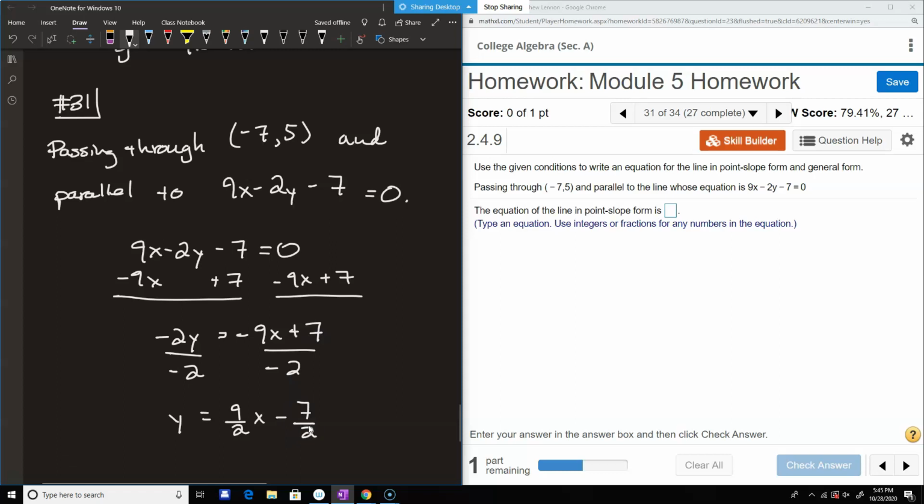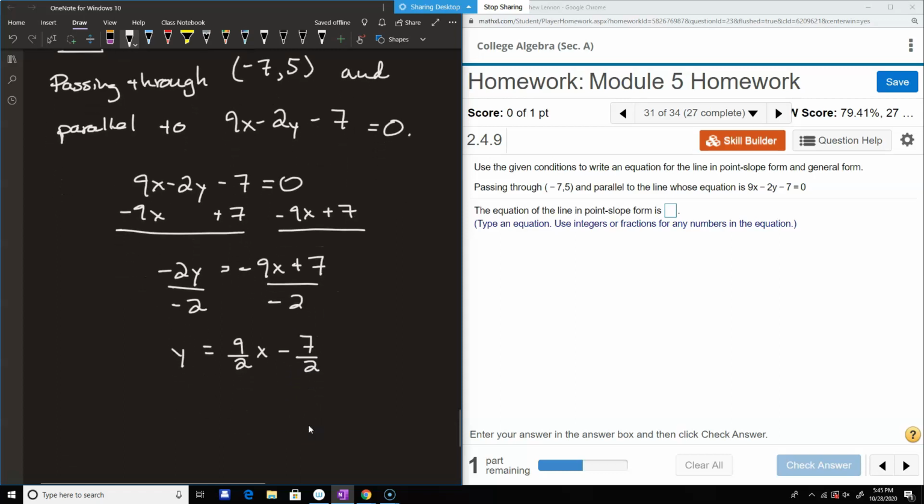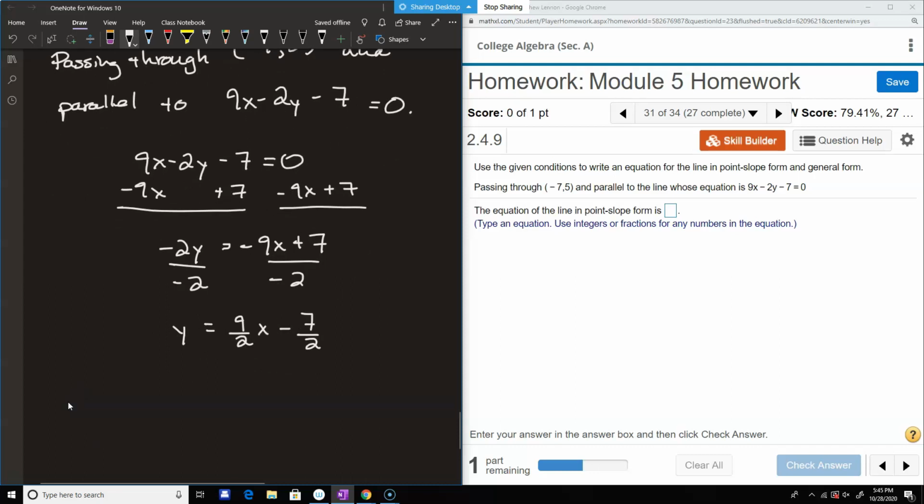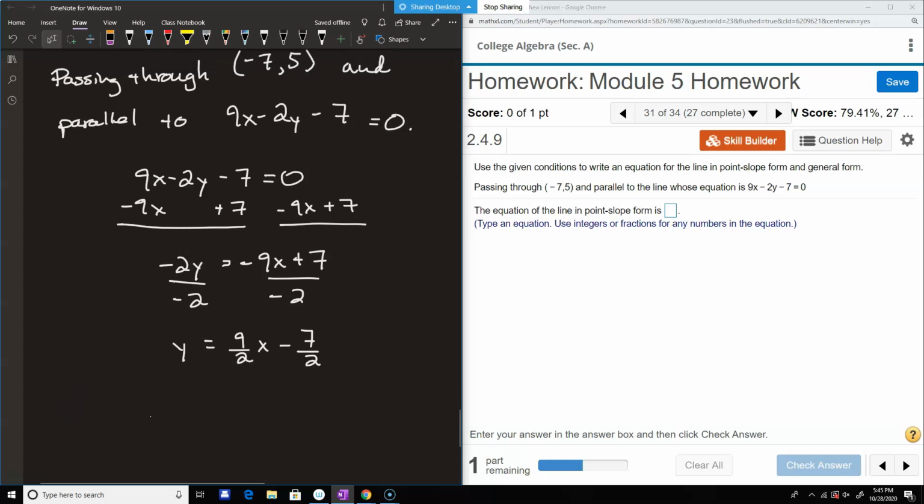Okay, so when you're working on this problem now, this problem reduces to passing through the point negative 7 comma 5 with slope 9 over 2. So you have to do that first step in order to apply everything else. And then from there you can just use point slope form, right? Y minus 5 equals 9 over 2 times x plus 7. And that's how you would finish the problem.